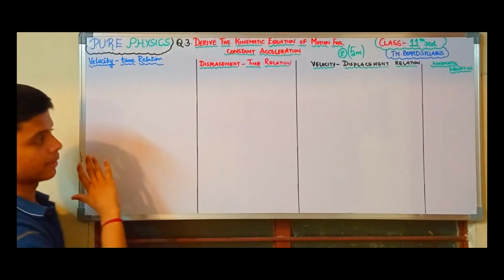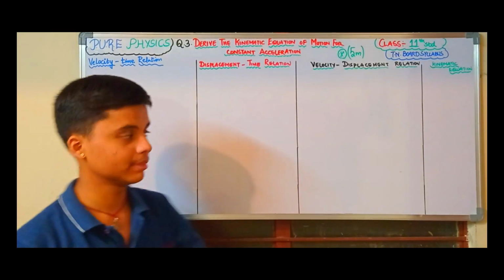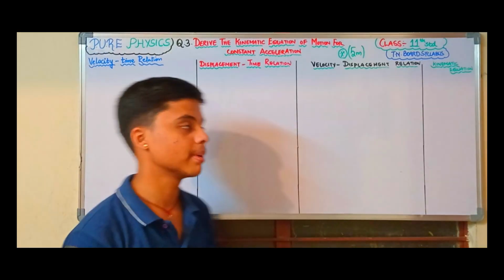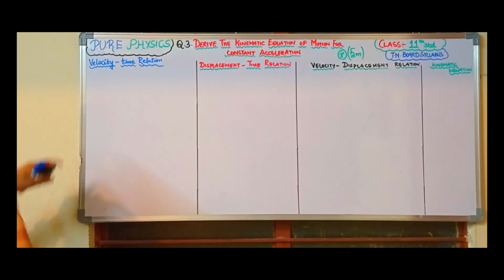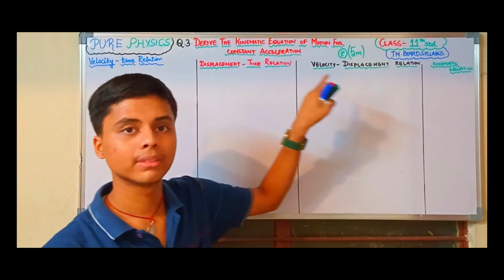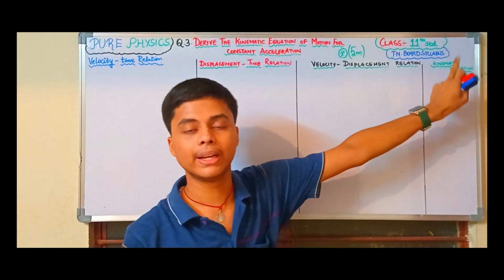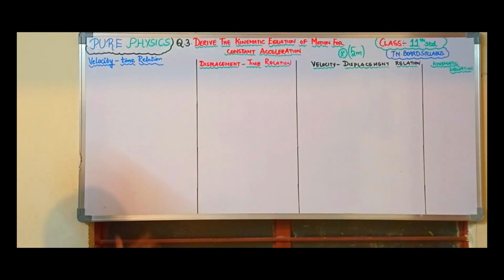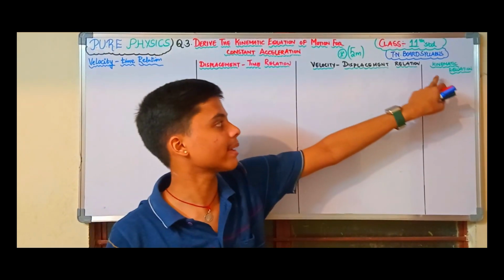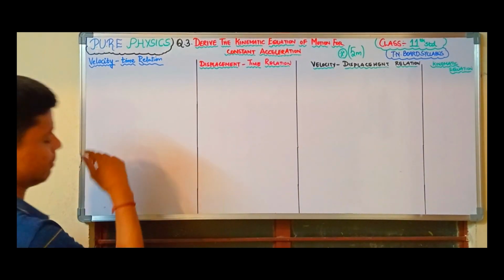I have divided the board into 4 parts. If you're taking notes of this class, please divide your page into 4 parts and write the following headings. The first heading is velocity time relation. The second topic is displacement time relation. The third one is velocity displacement relation. And finally, we'll get all the kinematic equations. Each equation that we obtain in each of the 3 topics, we will be combining and writing in this part. So let us start with velocity time relation.